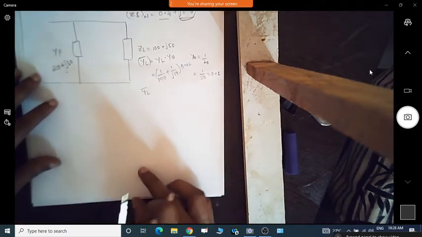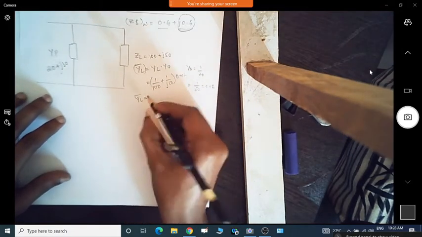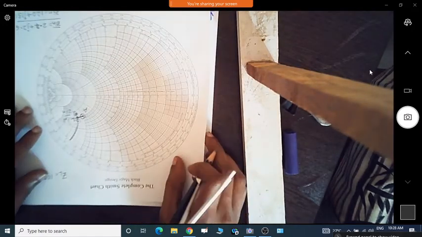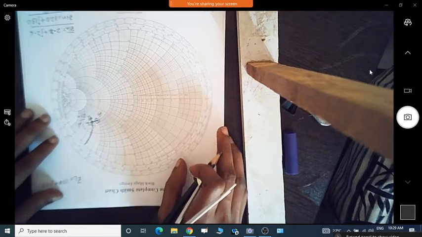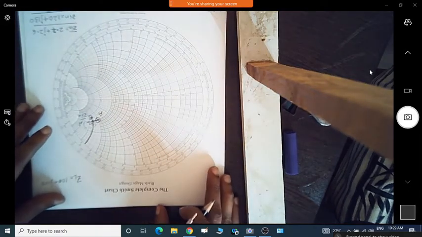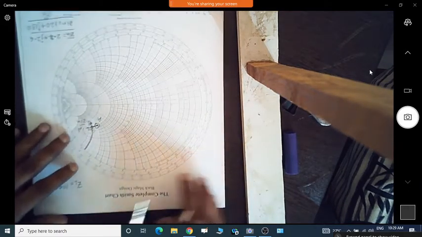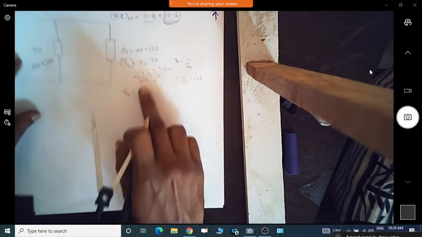Okay, so now first we have to locate the normalized value, so that should be in the admittance chart. So now if I just rotate this one, it will become an admittance chart, because there is a 180-degree phase shift. So now if I locate the Y normalized value, you can see, so what is this one?